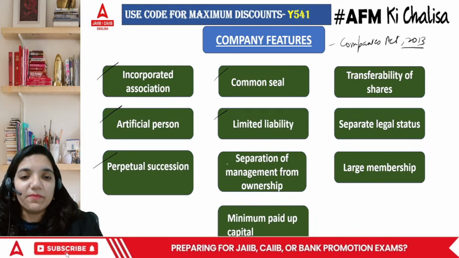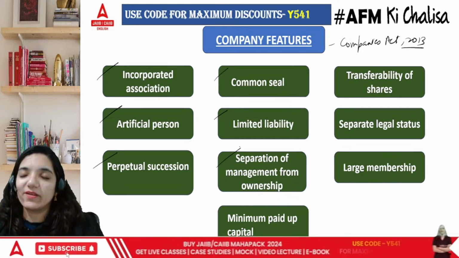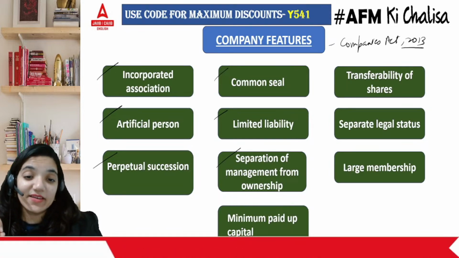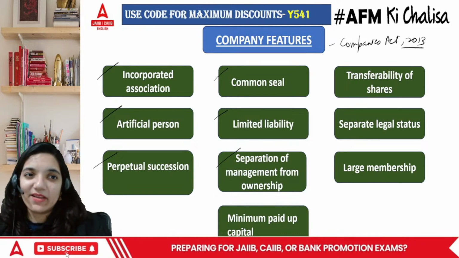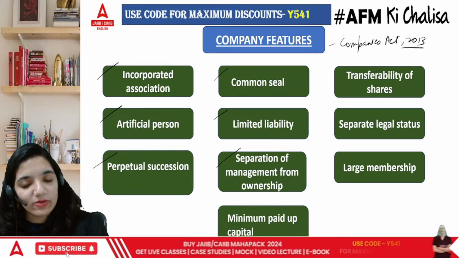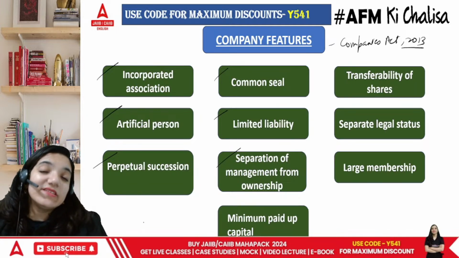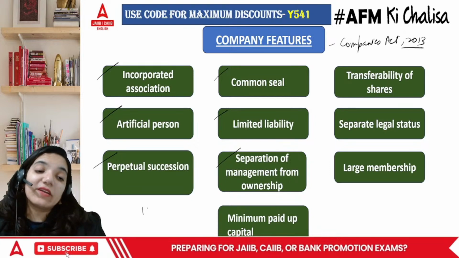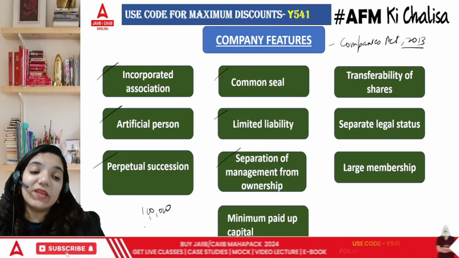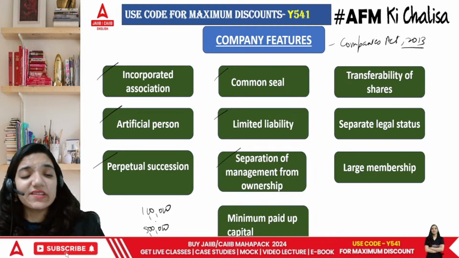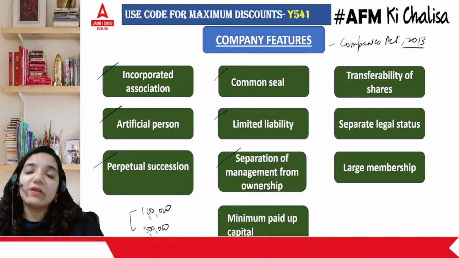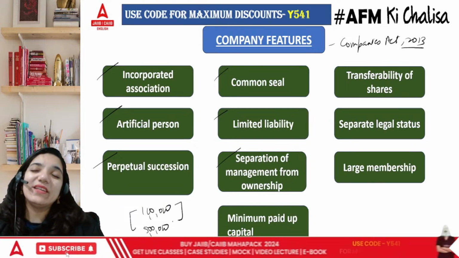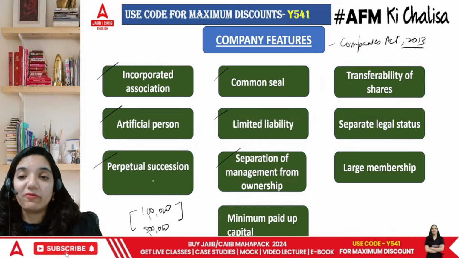In this case, your management and the owner, they are two different people, correct? Your shareholders are your true owners and managers are the people who handle it. Then there's a minimum paid up capital in companies. In 2013 it has been removed, but overall it was stated that the minimum capital for a private company is 1 lakh, for a public company is 5 lakh rupees. This used to exist earlier, but after the application of Companies Act 2013, this has been removed. There is no specific minimum amount.